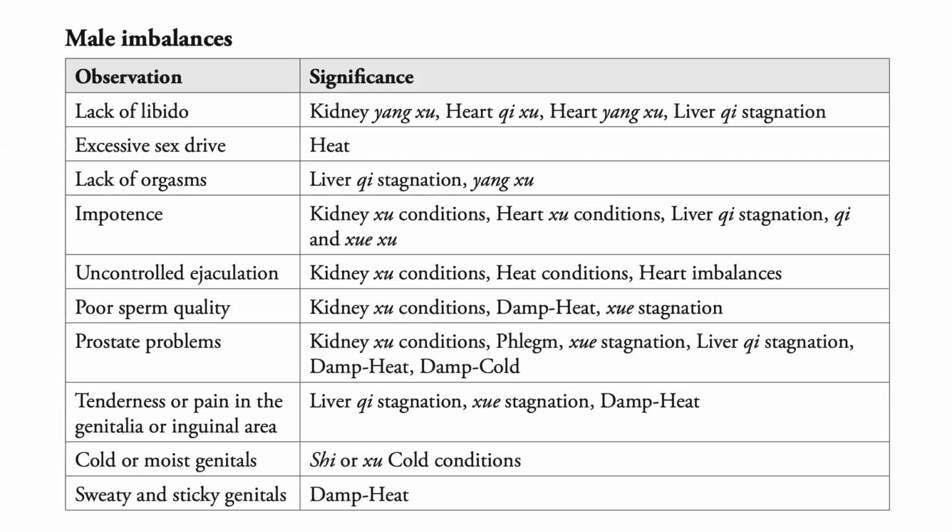If there's poor sperm quality, then it could be kidney deficient conditions, damp heat, or blood stagnation. If it is prostate problems, it may be kidney deficiency conditions, phlegm, blood stagnation, maybe liver qi stagnation, damp heat, or damp cold. If there's tenderness or pain in the genitalia or inguinal area, this may mean liver qi stagnation, blood stagnation, or damp heat. If there is cold or moist genitals, this may be an excess or deficient cold condition. If it is sweaty and sticky genitals, then this would mean damp heat.